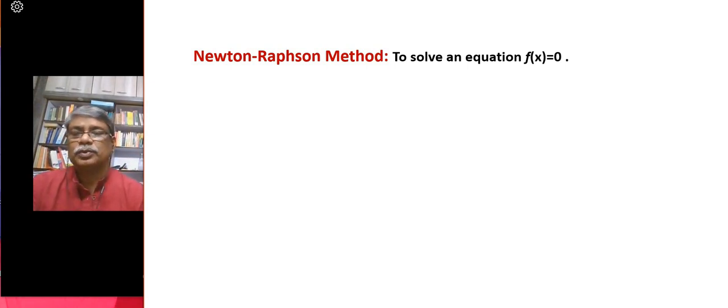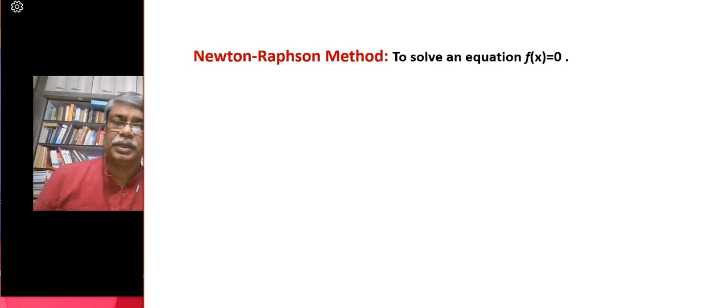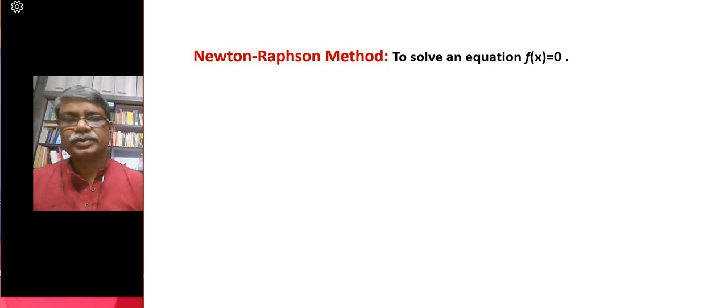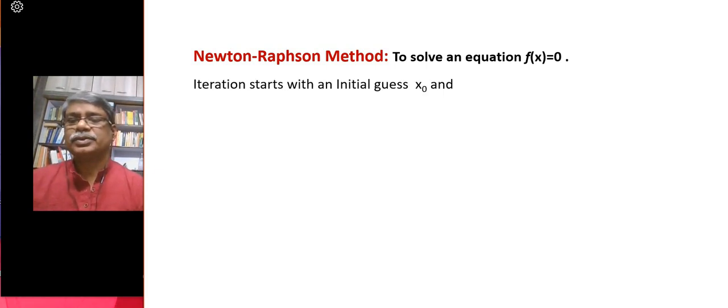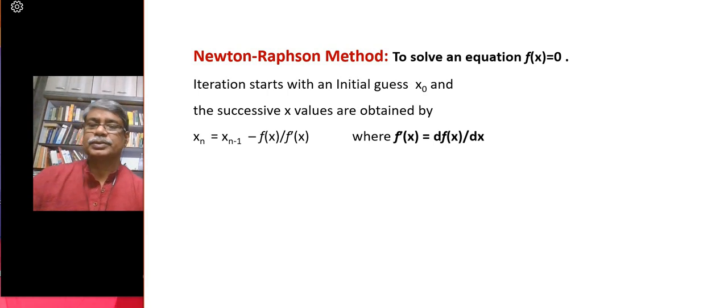The first one is of course the Newton-Raphson method, an iterative method to solve an equation f(x) = 0, finding the root. So what is the basic strategy? It starts with a guess, an initial guess. Since it is a function of x, we have to have an initial guess, say x0, and then you have to modify the x value in an iterative way by this formula.